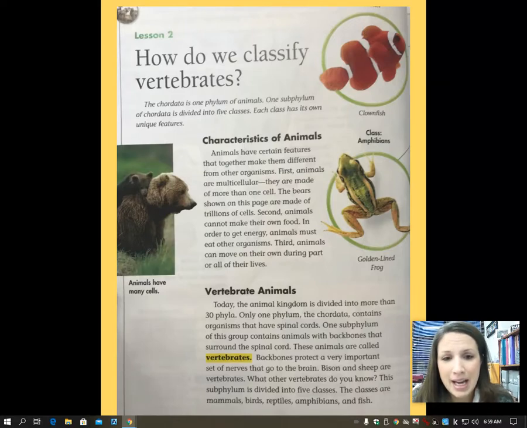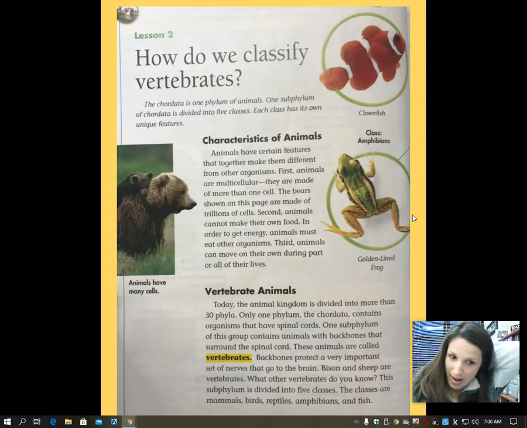Second, animals cannot make their own food. In order to get energy, animals must eat other organisms. Third, animals can move on their own during part or all of their lives. Today, the animal kingdom is divided into more than 30 phyla. Only one phylum, the chordata, contains organisms that have spinal cords. One subphylum of this group contains animals with backbones that surround the spinal cord.